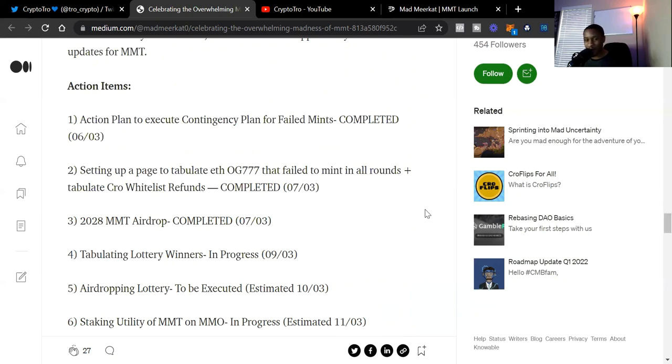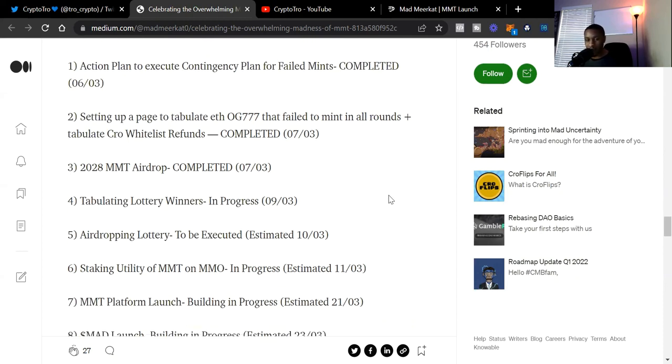This is what we've been waiting for. We see already 1 through 3 has been completed. Of course, execute the contingency plan for failments, then setting up a page to tabulate ETH OG77 that failed to mint in all rounds and give those refunds. And then 3, we see the MMT airdrop is completed. That was done on the 3rd.